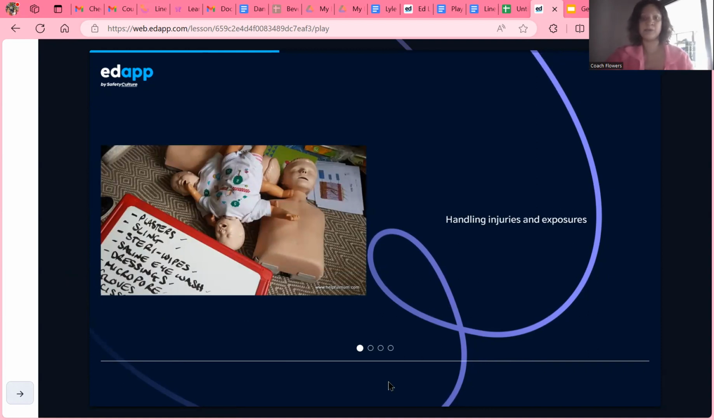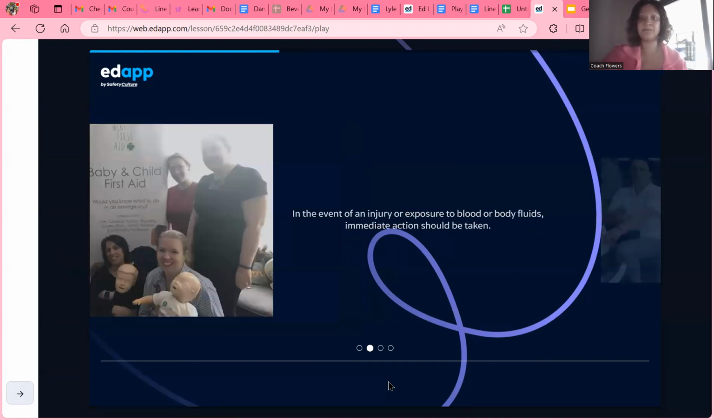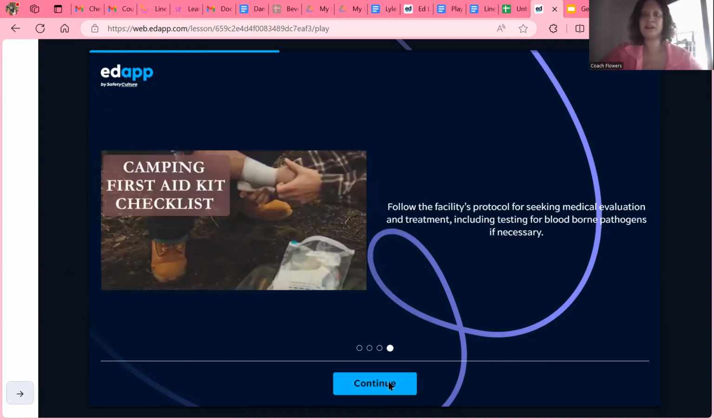Handling injuries and exposures. In the event of an injury or exposure to blood or bodily fluids, immediate action should be taken. Wash the affected area with soap and water and report the incident to a supervisor or designated person. Follow the facility's protocol for seeking medical evaluation and treatment, including testing for bloodborne pathogens if necessary.